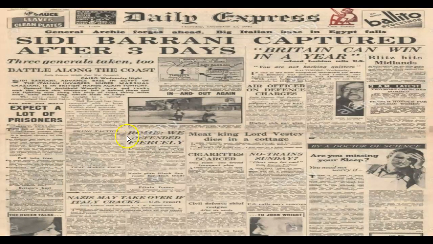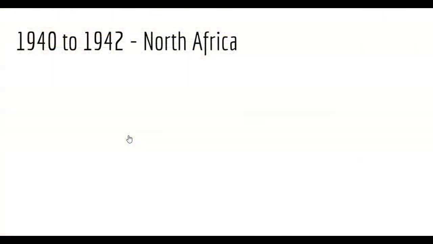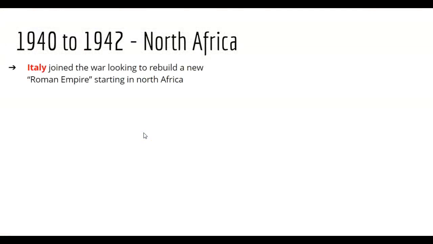And then we get to the point where before the U.S. actually enters the war, another front breaks out in North Africa between Italy and the United Kingdom. Italy was looking to get in on the action to recreate the Roman Empire. That's how Mussolini and the Italian leaders saw that. They wanted to be the new Roman Empire in the world.